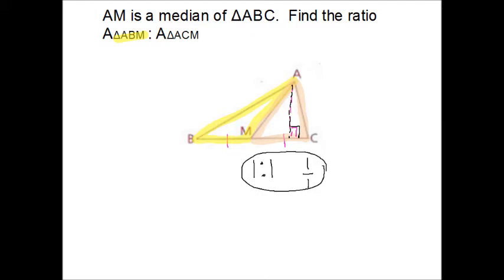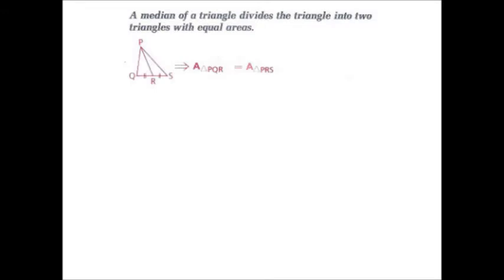Now here we go. Last slide that we're going to have here is going to talk about a theorem that we have associated with this. That theorem states a median of a triangle divides the triangle into two triangles with equal areas. Hopefully that makes sense to us. If we have the same base because it was bisected, full side, and the same heights, same base, same height, same area.